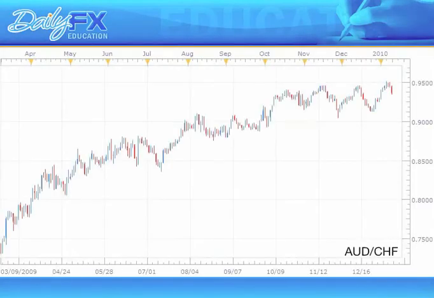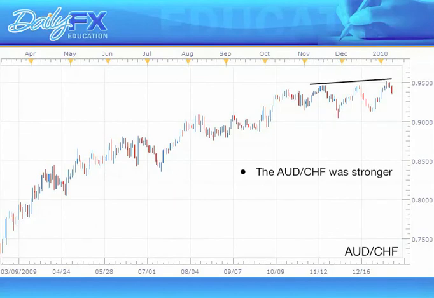The Australian dollar, Swiss franc, had no problem moving up through its previous high. This means that on this day, the Australian dollar Swiss franc was stronger than the Australian dollar US dollar, and the Australian dollar Swiss franc is our preferred pair to look for a buy.